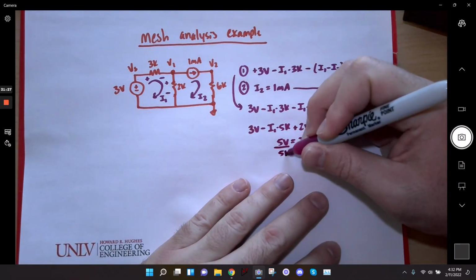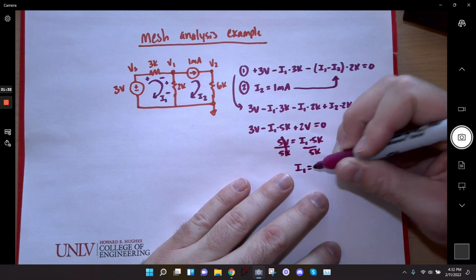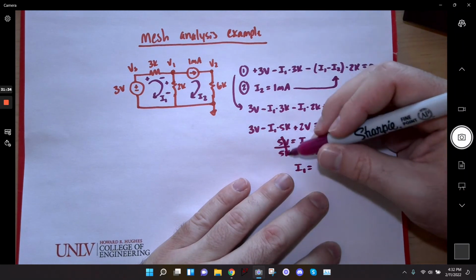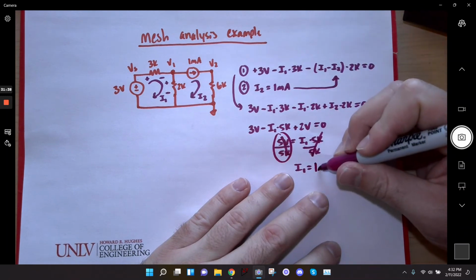I divide both sides by 5K, and I get that I1 equals... Sorry, the volts and the K don't cancel. These cancel. So this 5 volts over 5K gives me my 1 milliamp.